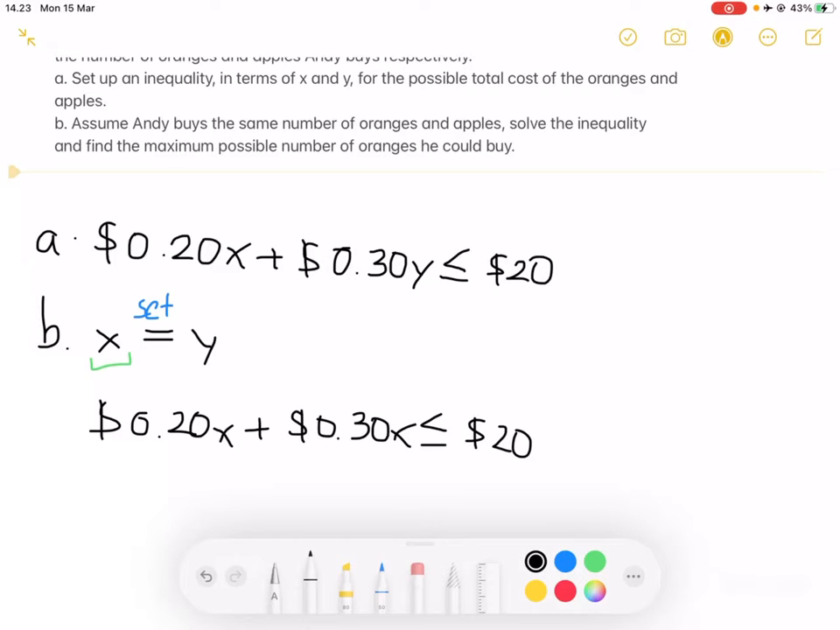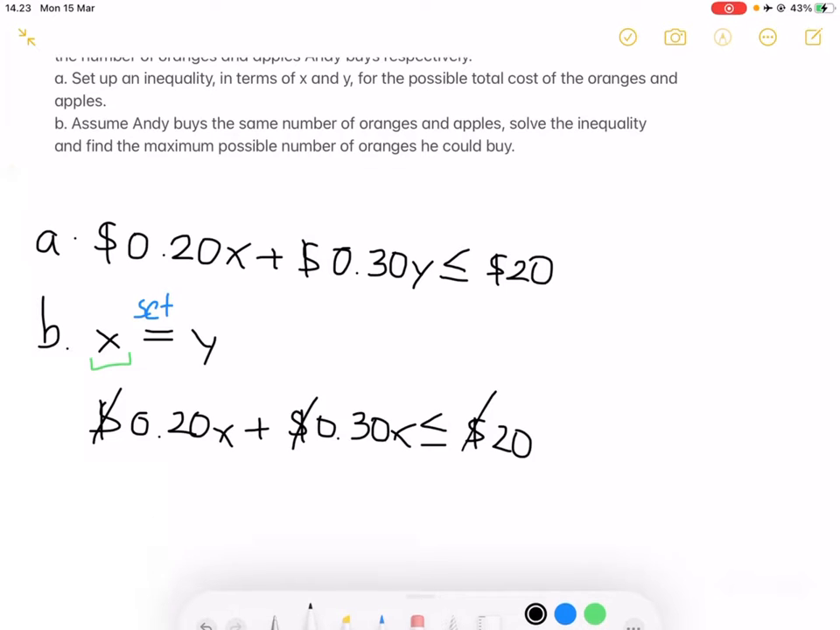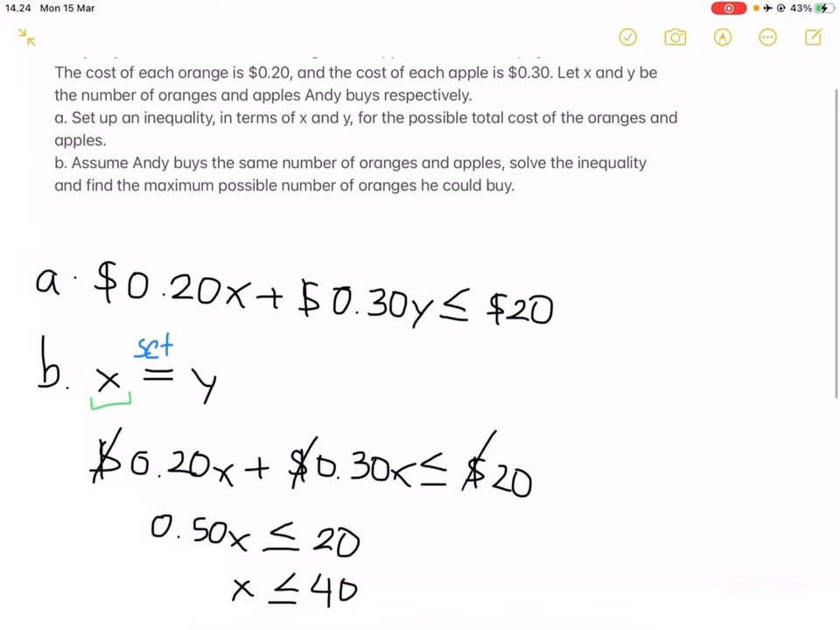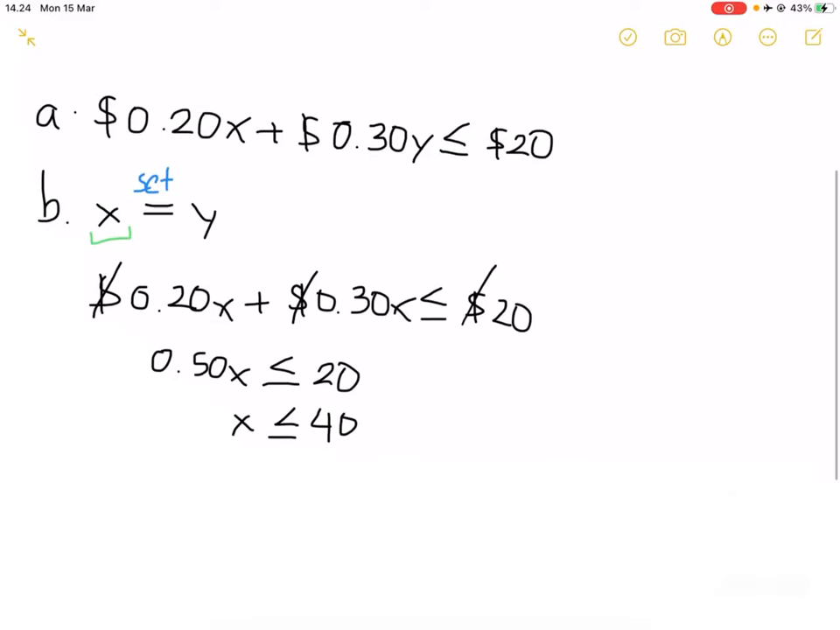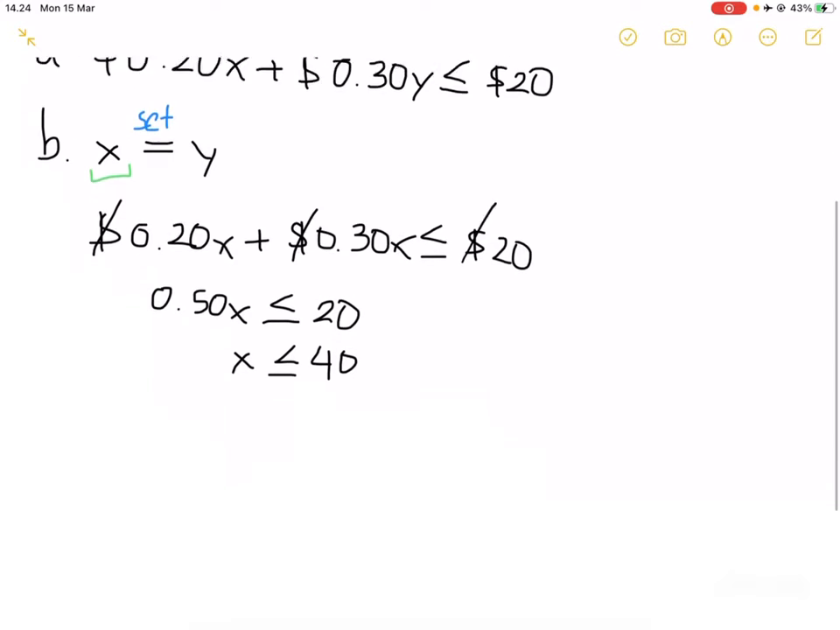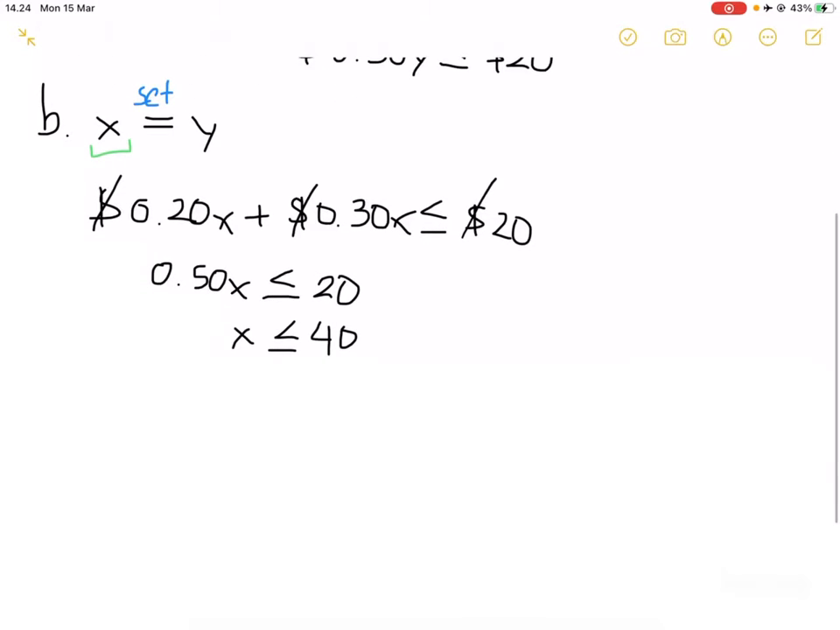From here we can just neglect the dollar signs, and group like terms for the x terms. Then you can say that x is less than or equal to 40. And that's the inequality solved. We need to find the maximum possible number of oranges he could buy, which is the greatest integer solution of this problem.